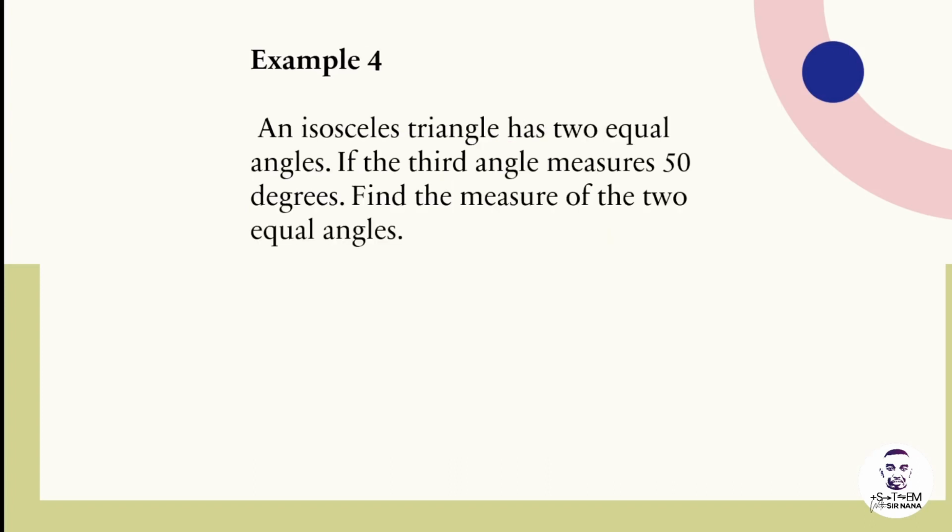Now let's consider this one as well. In this case, it talks about an isosceles triangle. So let's draw an isosceles triangle. So we know that an isosceles triangle has two sides equal, right? So we can say let this side be x, this side be x. If the third angle is 50 degrees, so the third angle here is 50 degrees, find the measure of the two equal angles.